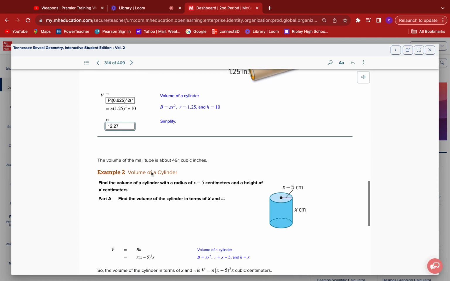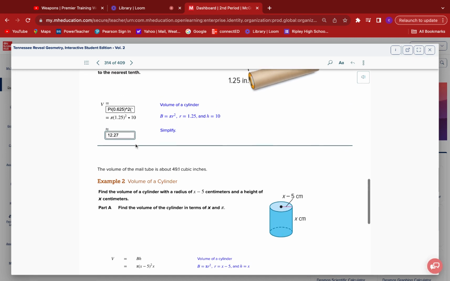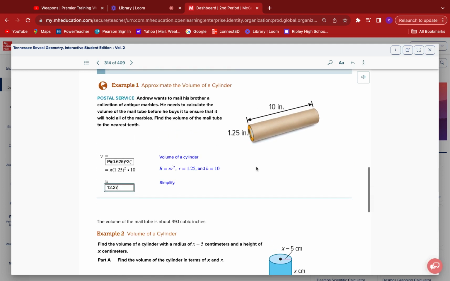All right. So let's see. So again, this is wrong. 49.1 is not the correct answer. So please, please, please keep that in mind. Not the right answer, because somebody clearly did not do their homework.